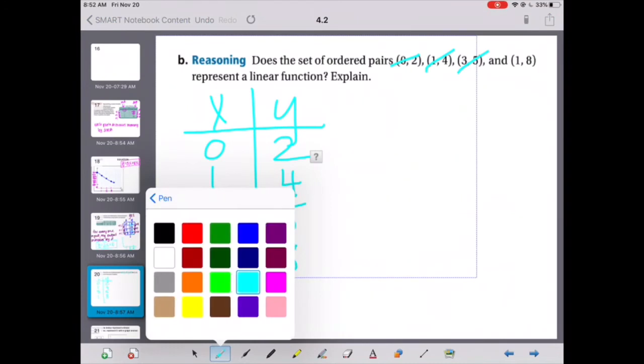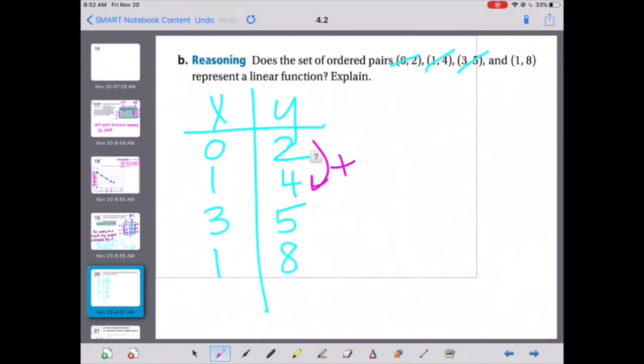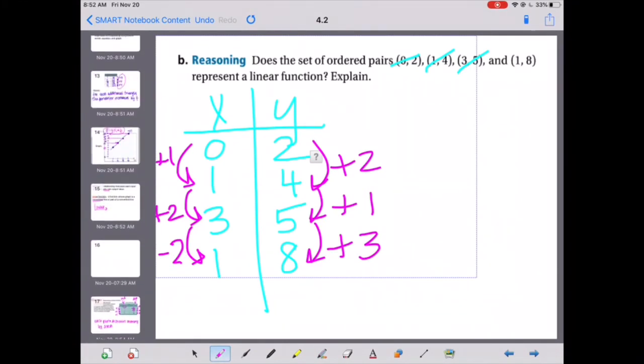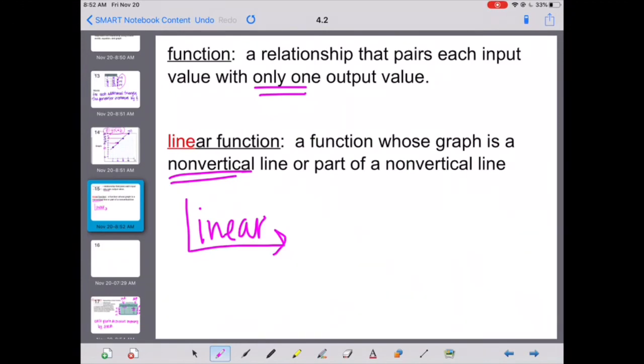Okay, one thing that we can check is to see if it's changing by the same amount. It has to be changing by the same amount on both the x's and the y's in order for that to be a linear function. So let's check. This was add 2. This was add 1. This was add 3. Not necessarily a problem, but we got to check out the x's. Okay, this is add 1, add 2, subtract 2.